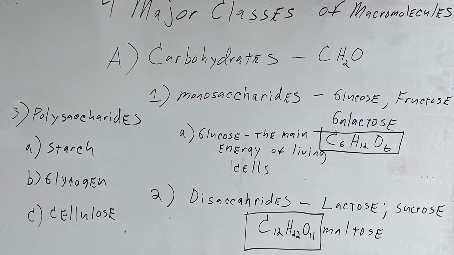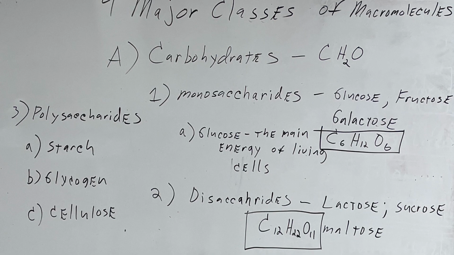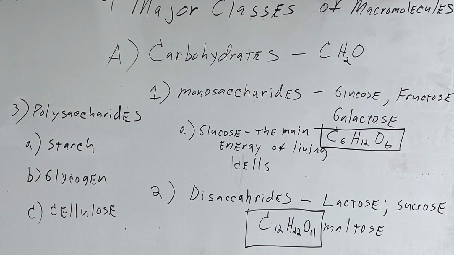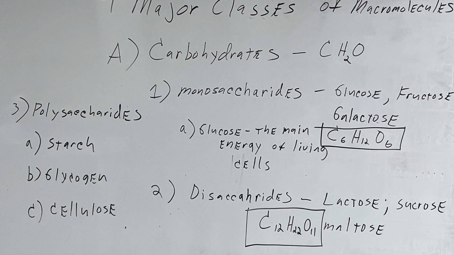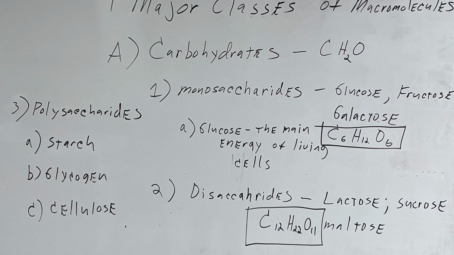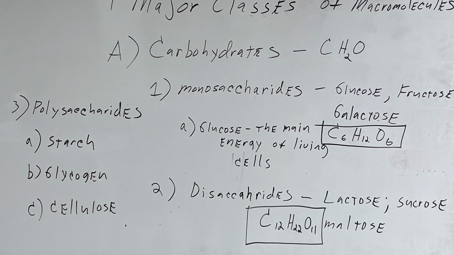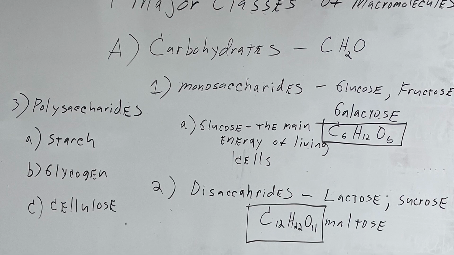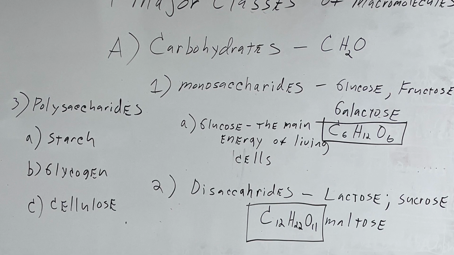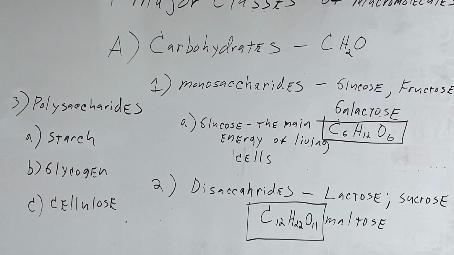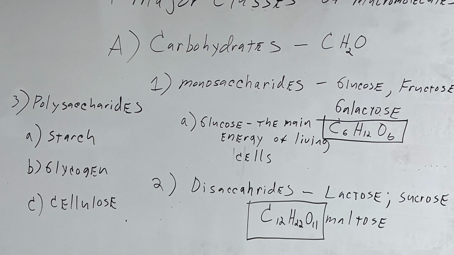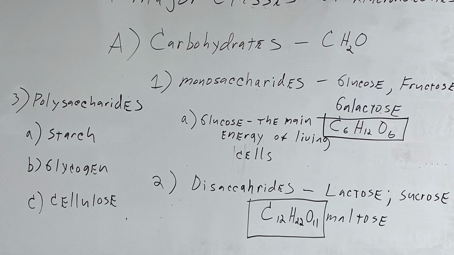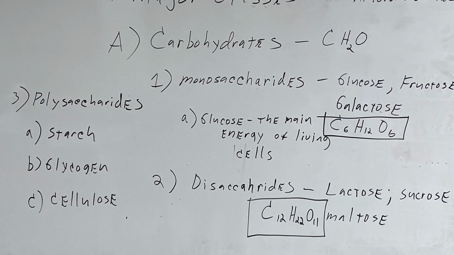And what we have here are the monosaccharides. And mono means one, and saccharide means sugar, so these are the single sugars. And these tend to be sweet. We have glucose, fructose, and galactose. And they all have the same chemical formula, different structures, but the same chemical formula. They are all C6H12O6.